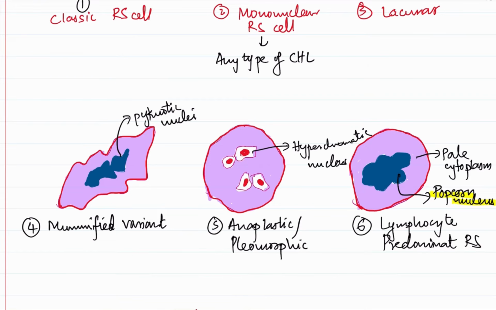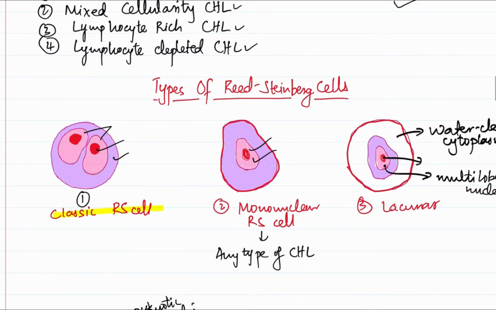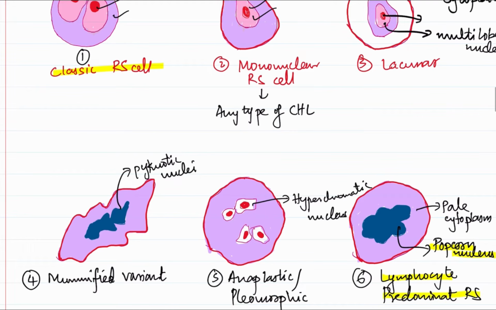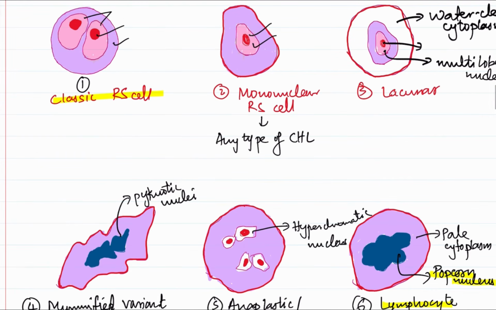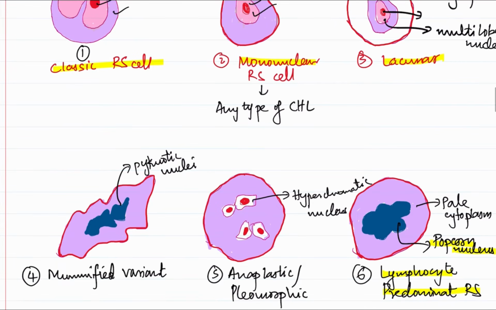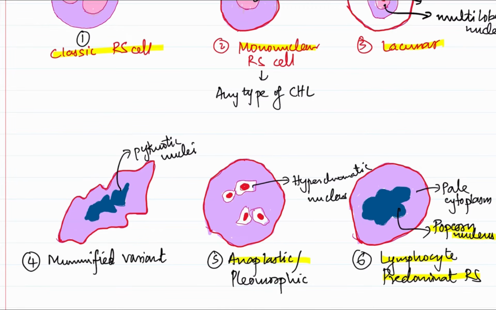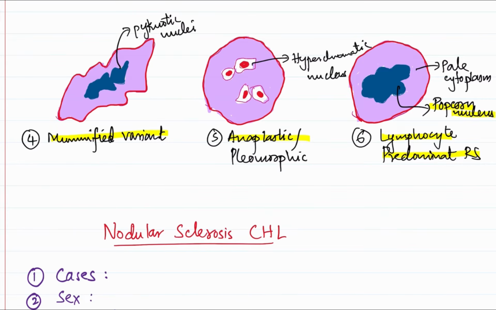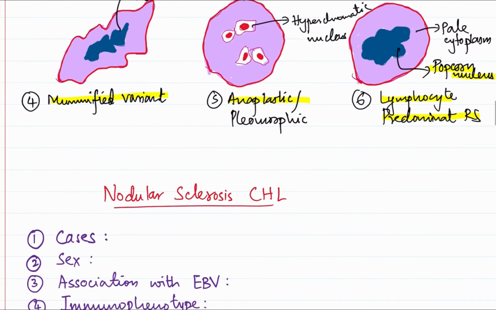So Hodgkin's lymphoma is differentiated into the classic RS cell and the lymphocyte predominant RS cell. These are the two main types, and then we have the other subtypes which include the mononuclear, where only a single nucleus is present, then lacunar, where the cytoplasm is clear and is in the form of a lacunae. Then we have the anaplastic variant, which we know will have a poor prognosis, and then the mummified variant, that is an RS cell that is trying to undergo apoptosis. So those are the types of Reed-Sternberg cells.